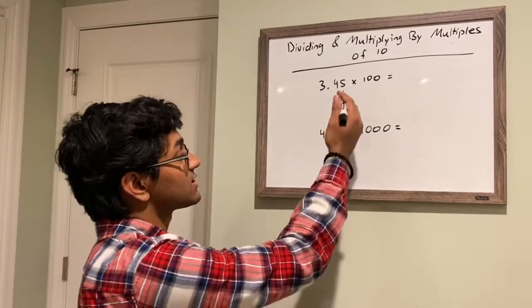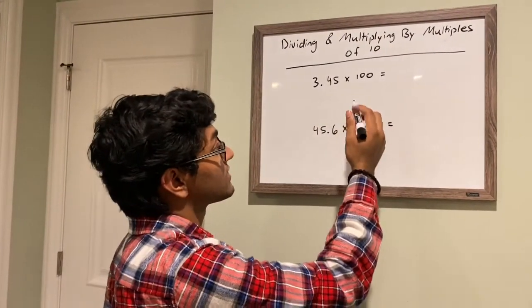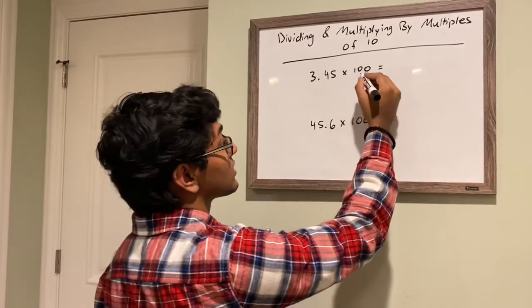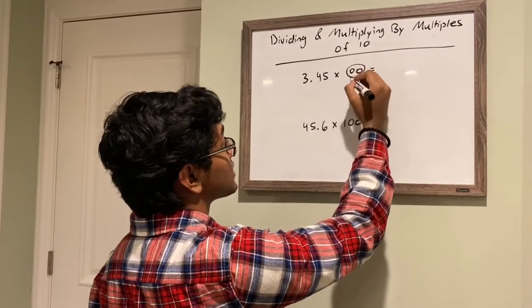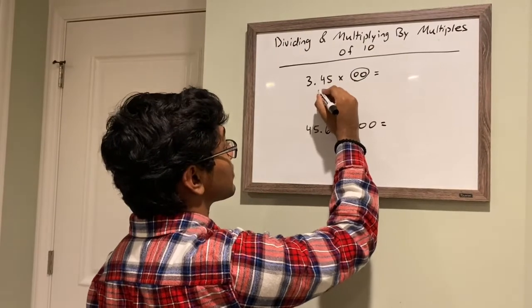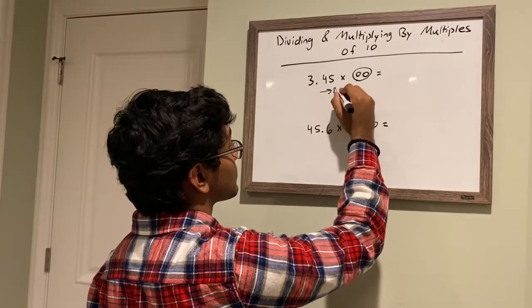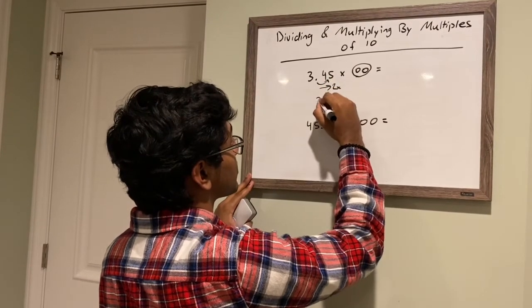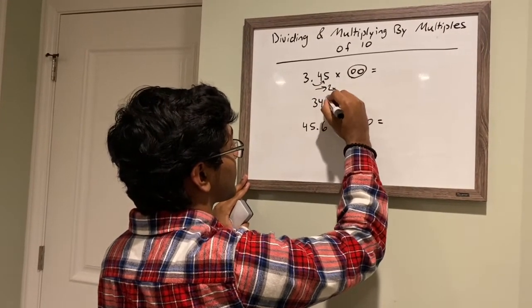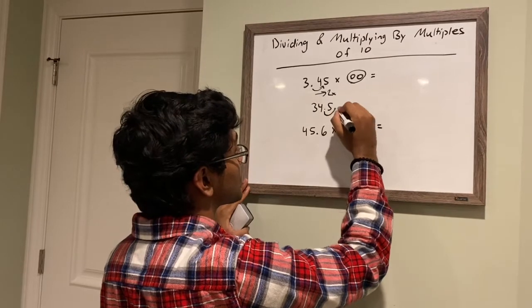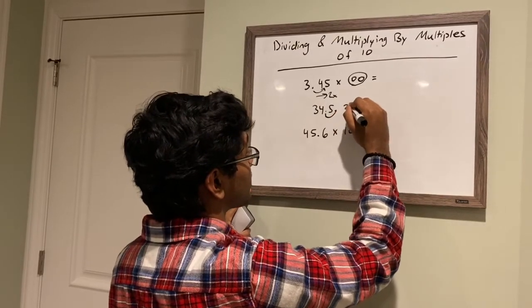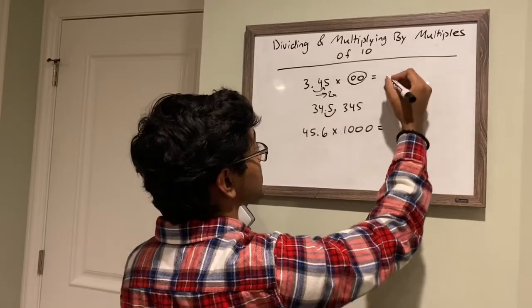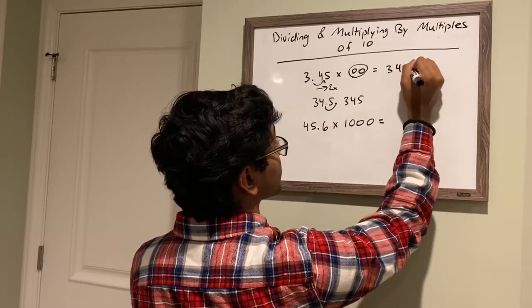So let's look at the first example, 3.45 times 100. So first we notice that 100 has two zeros. So we would move the decimal place to the right two times. So first we'd move it once, so it becomes 34.5. And then we'd move it one more time, so it becomes 345. So our final answer is 345.